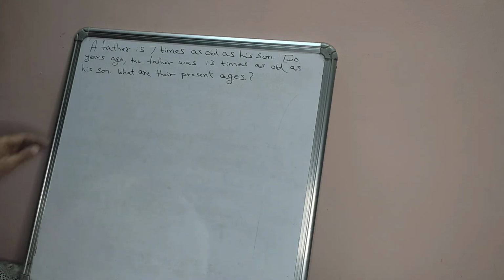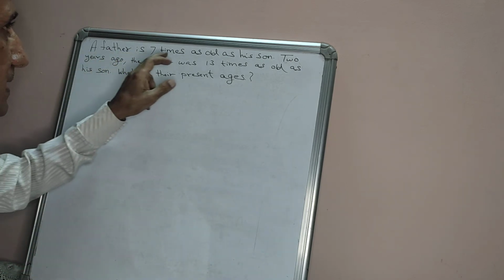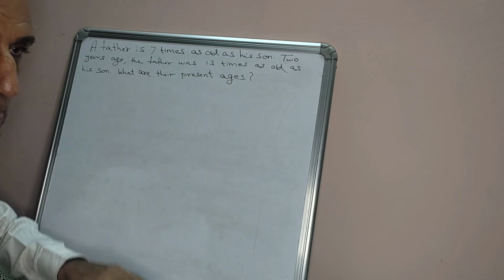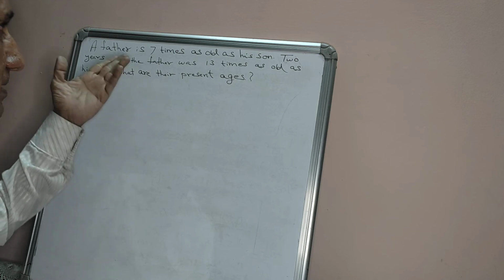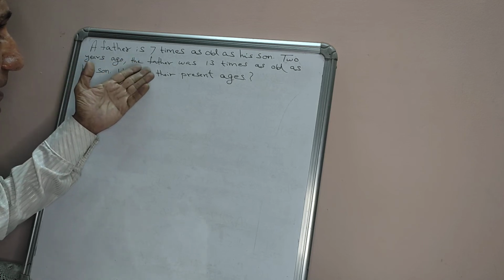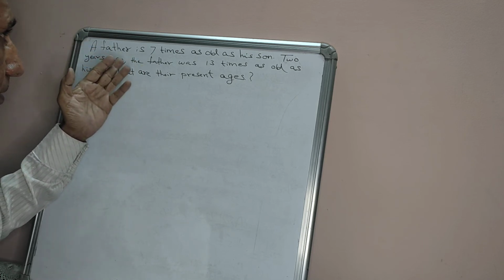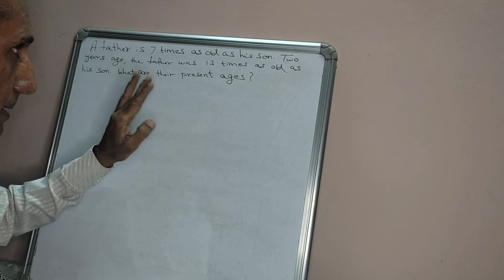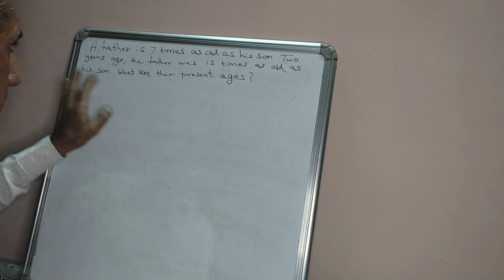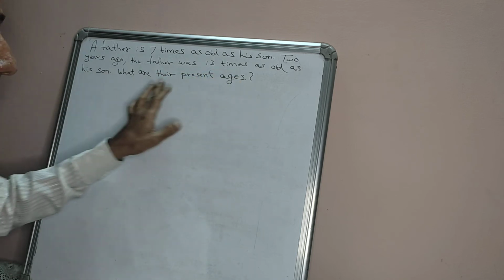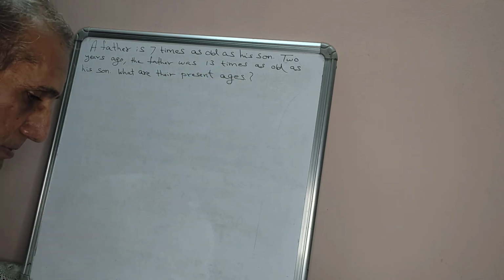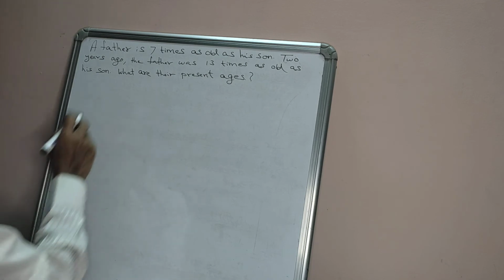Now he says that a father is 7 times as old as his son. So you have to assume the son's age. You don't know the son's age, but the father's age is 7 times whatever the son's age is. Okay, so 2 years ago the father was 13 times as old as his son. And he wants you to find the present ages. So let's solve this.